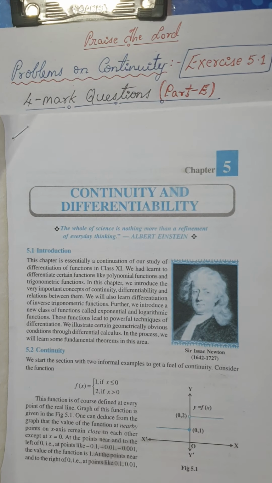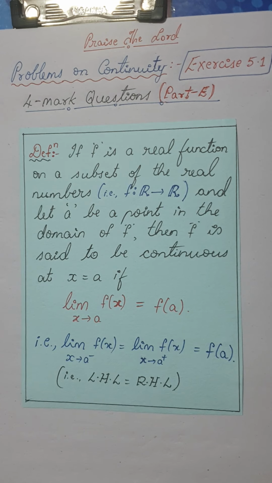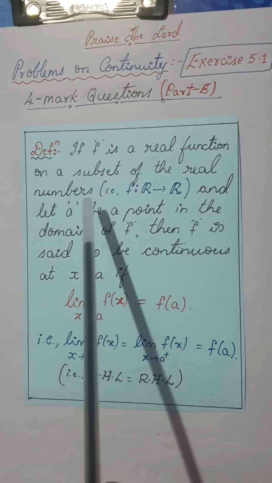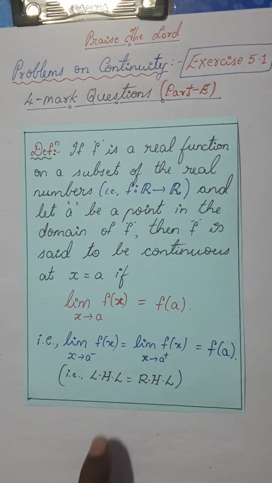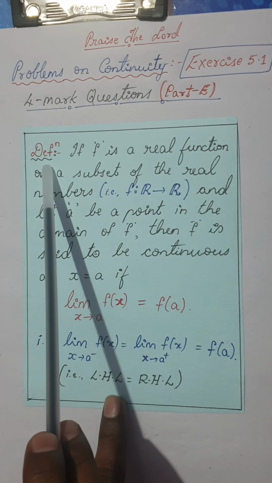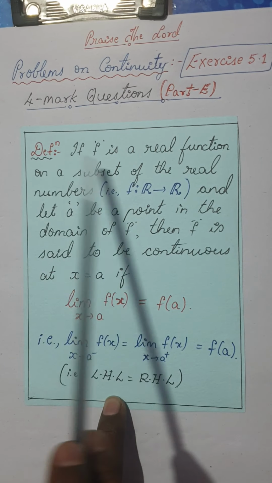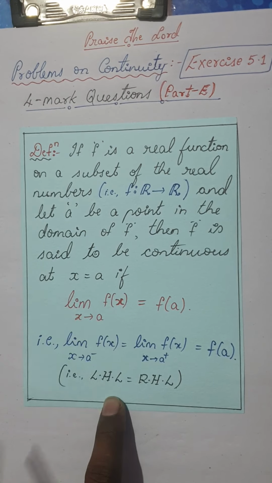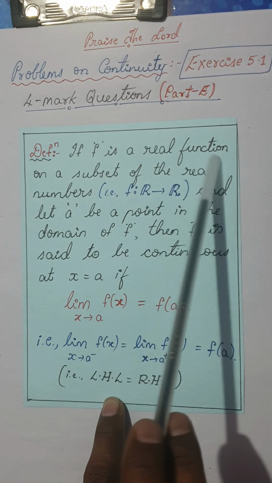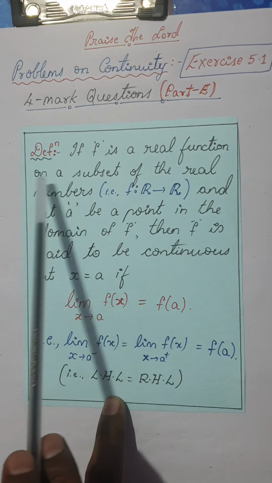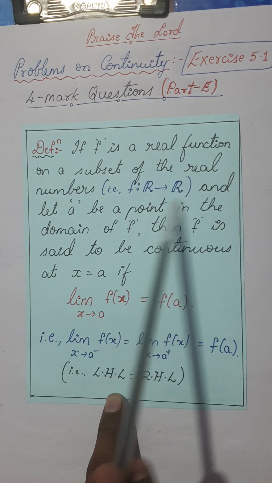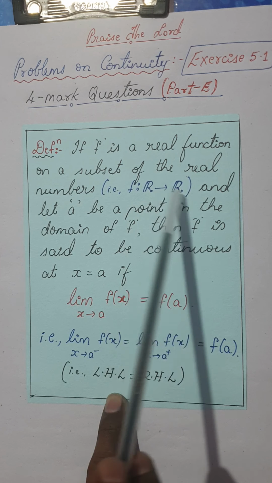Now, before we go on to the problems directly, let us have a bit of background and then we'll go on to the problem. So, the main definition which you have to know is, let us see what we mean by continuous functions or continuity. If f is a real function, or real valued function, on a subset of real numbers, that is, we usually know this f is from R to R, isn't it?